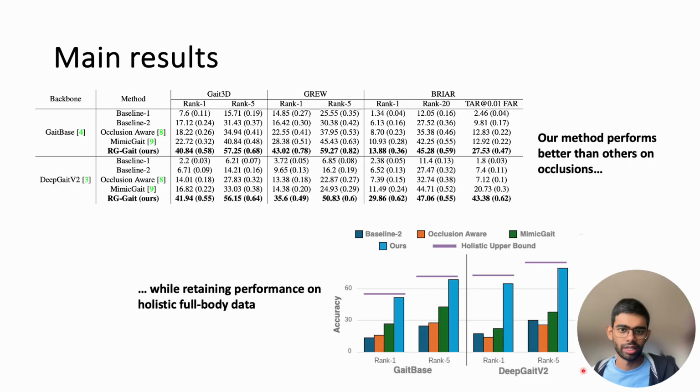And these are the results we achieve. I know these are a lot of numbers, but basically the main trend is our method is able to perform better than the other baselines on occlusions. At the same time, it retains performance on the holistic data. The upper bounds are shown in purple lines here, and we are able to achieve performance very close to these upper bounds, but the other methods fall short.